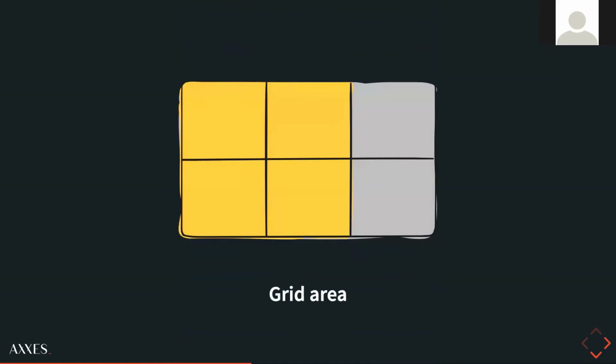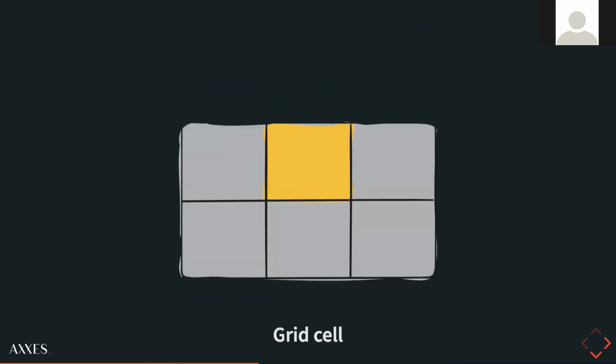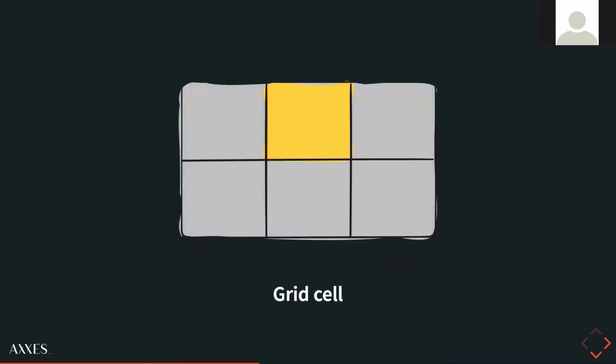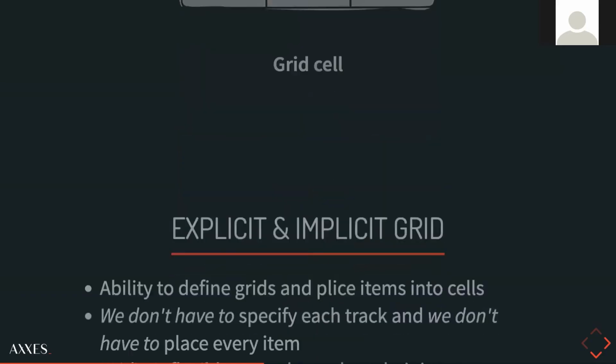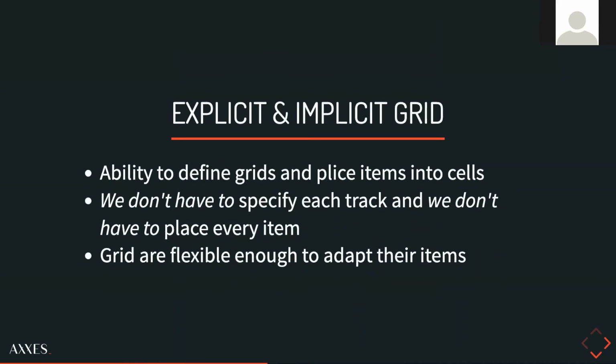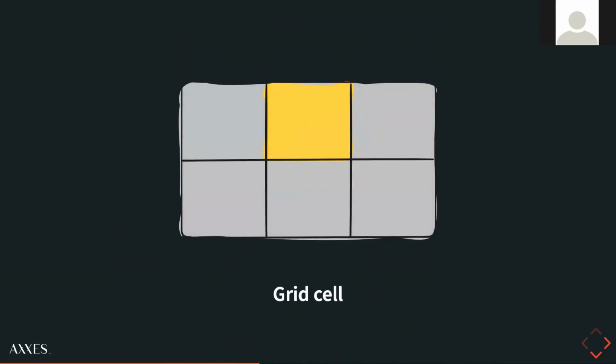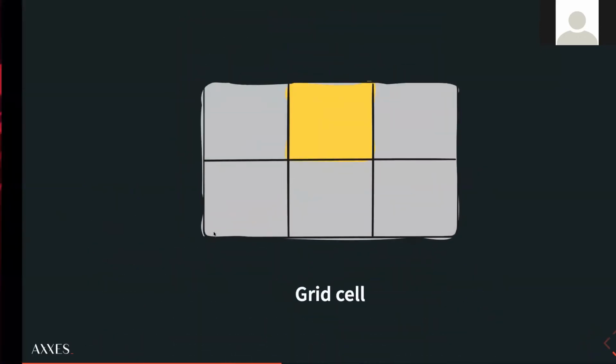Grid area applies to multiple lines, more of an area. And then the grid cell is just one cell. And this is later, I'll do my demo.